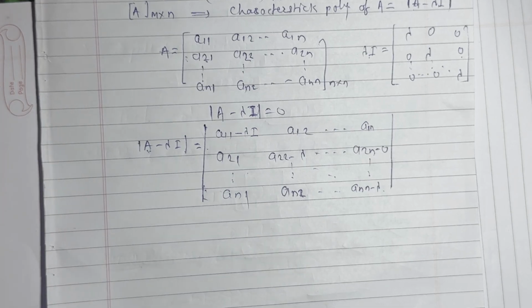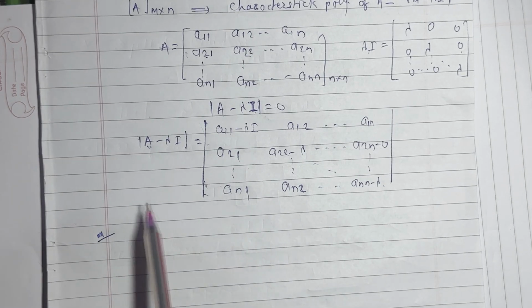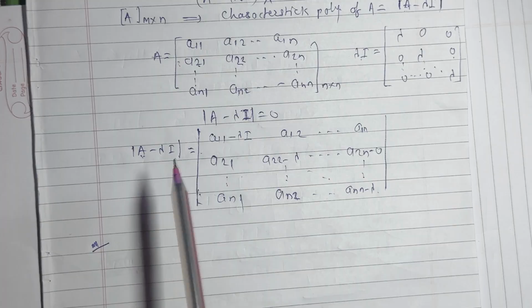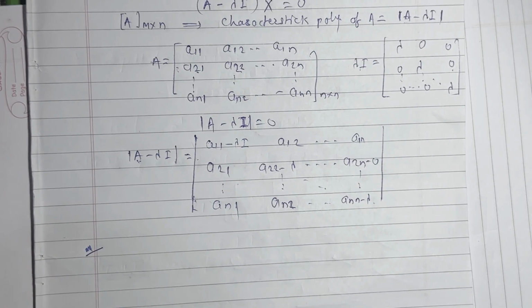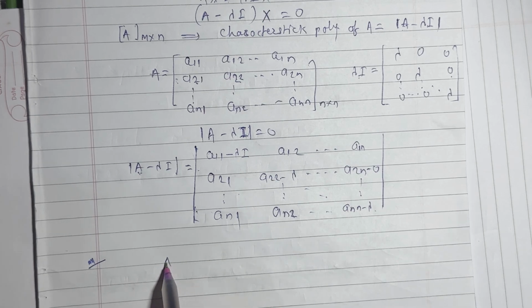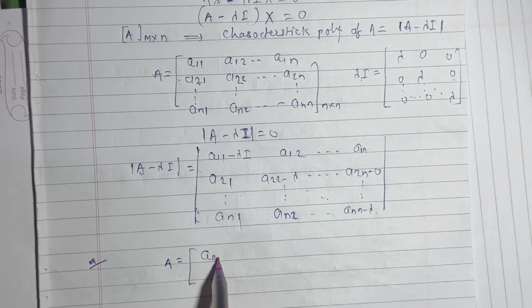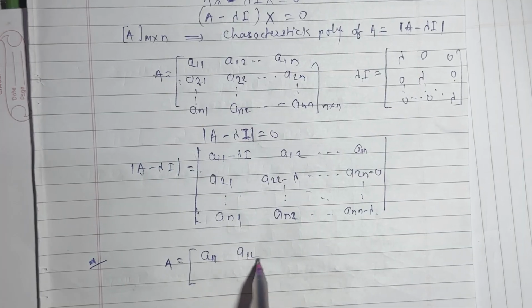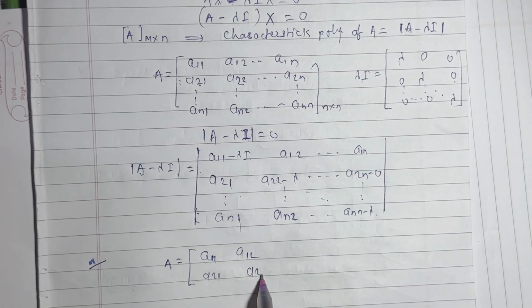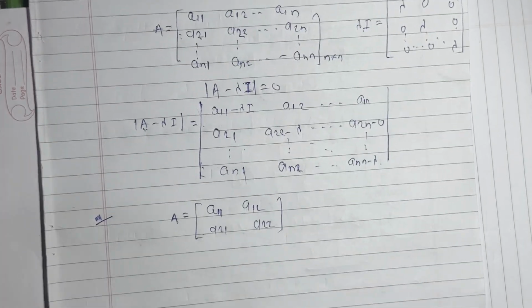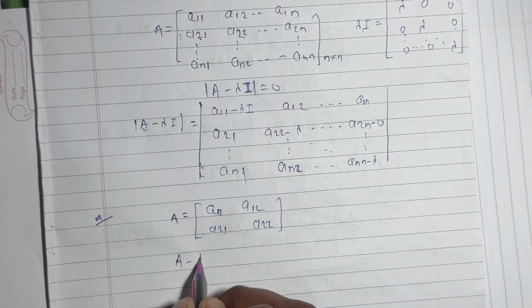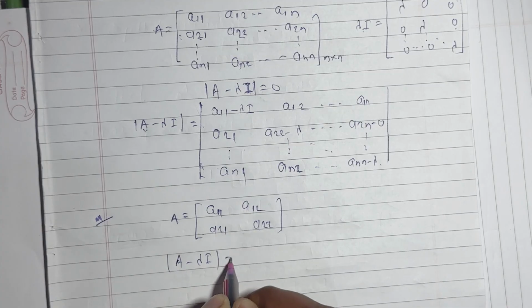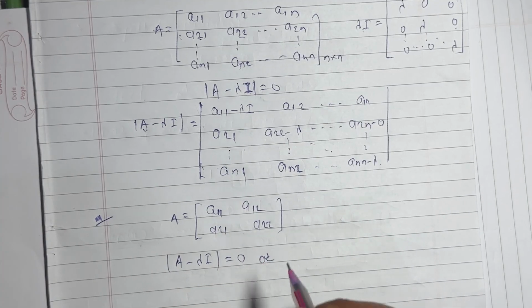We have some alternate methods also. You can define A − λI in another way. Consider that A is a square matrix of order 2, with entries A11, A12, A21, A22. I want the eigenvalues for this matrix.